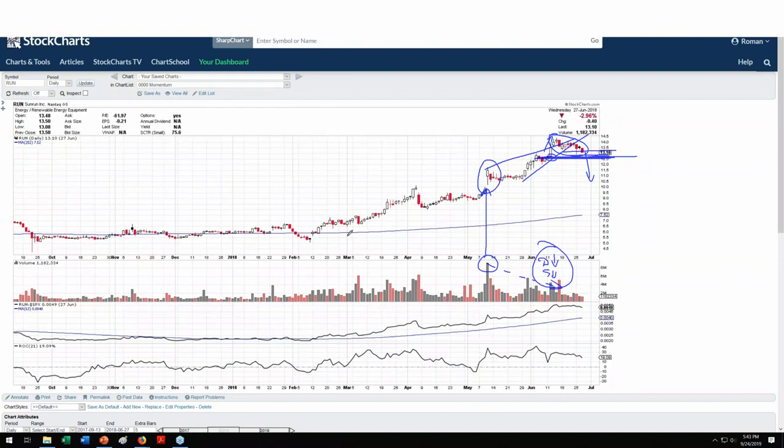aggressive, up to here. We've done really well. Here is the point of entry. Here is a point of entry. Here is a point of entry. We could have entered here as well. So if we're exiting at, let's say, 12 and a half, about maybe 12.75, and we bought on average maybe around 7 and a half.